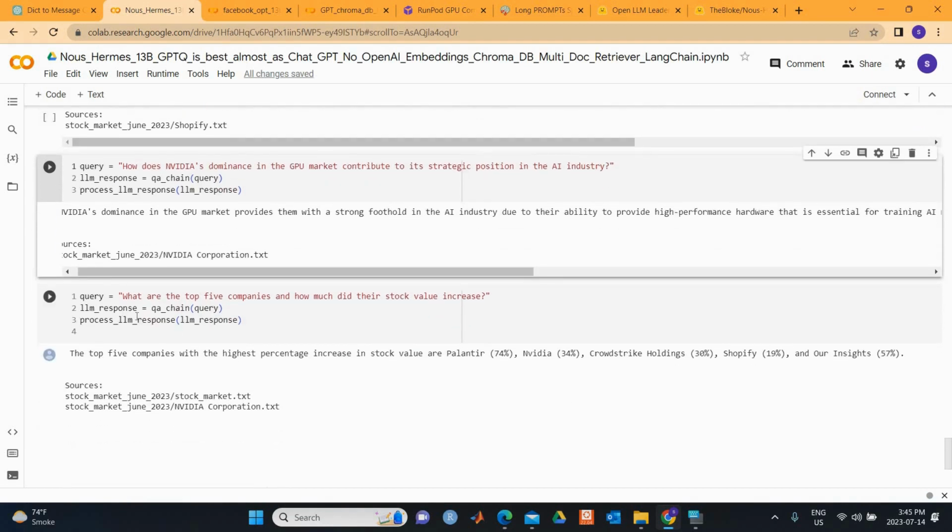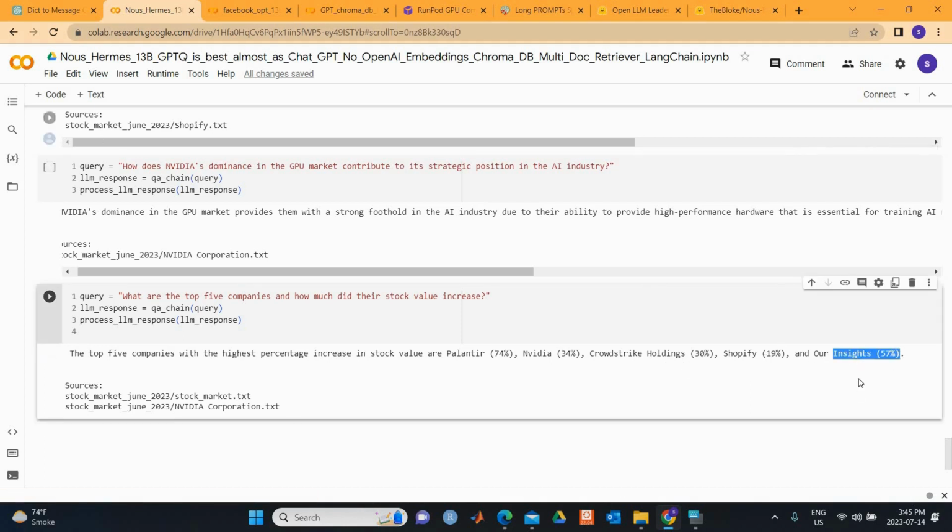Okay, last question: what are the top 5 companies and how much did their stock vary? The top 5 companies with the highest increase are Palantir 74, NVIDIA, CrowdStrike, Shopify, and then it said, okay, this is our site. So this is not one of the companies that is listed there. So the 4 companies that were there.